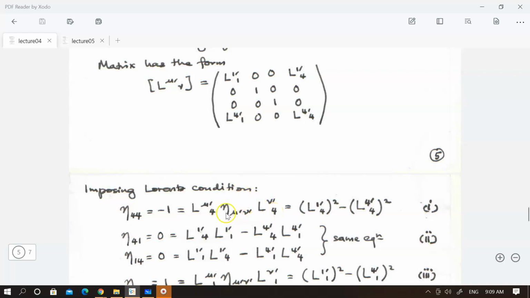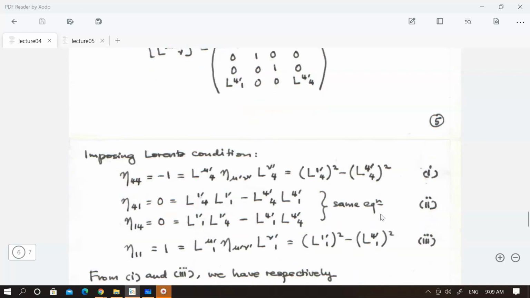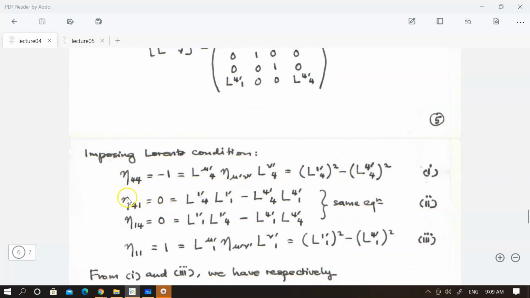So eta 4'4' is going to be -1, so that gives a minus sign here, and you're left with L4'4 multiplied twice, and you get that squared there. Okay, and then you have to do the same for the other components of the Minkowski metric.